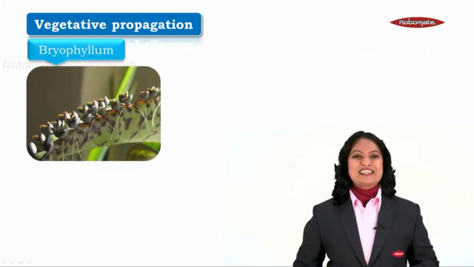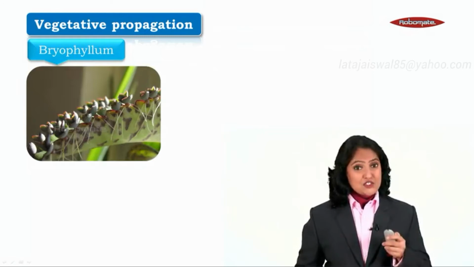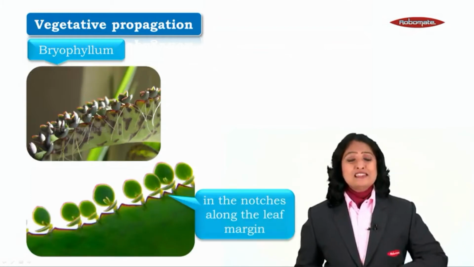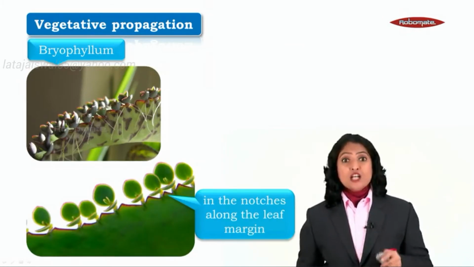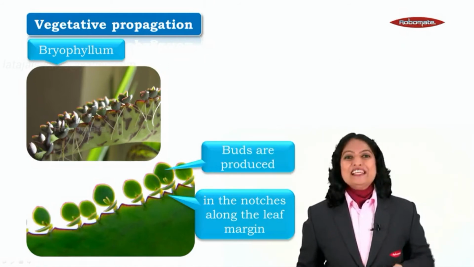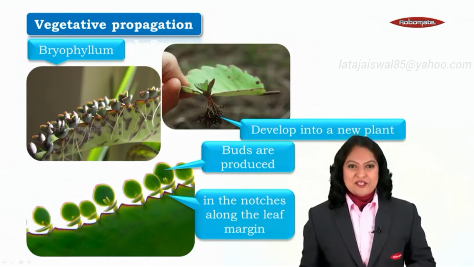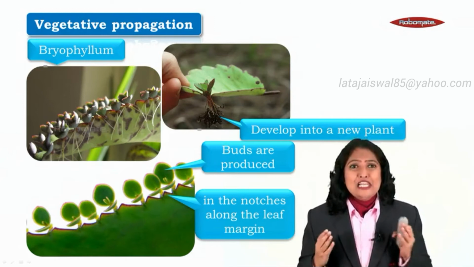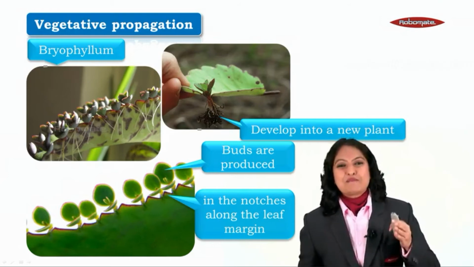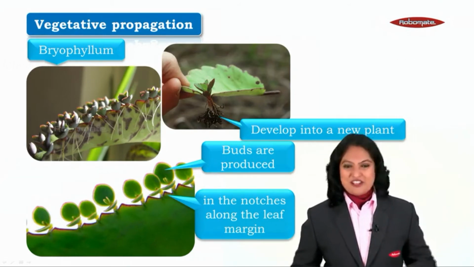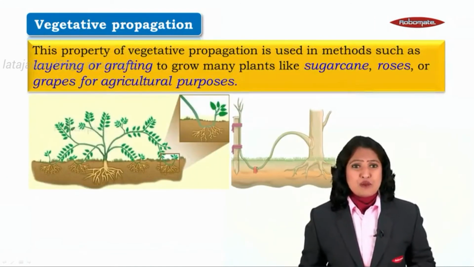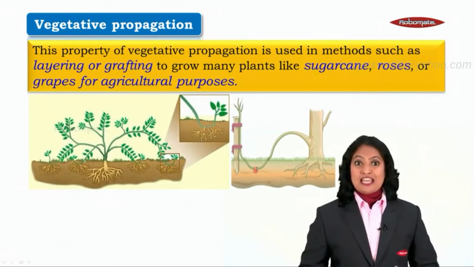Let's see this with a classic example of bryophyllum. Students, in bryophyllum, the plant itself is a leaf. These leaves are quite fleshy and their margins have notches. In these notches, buds develop, and these buds later on develop into a new plant. A leaf, a vegetative organ of a plant, is promoting life. It is propagating a new individual. Vegetative propagation.